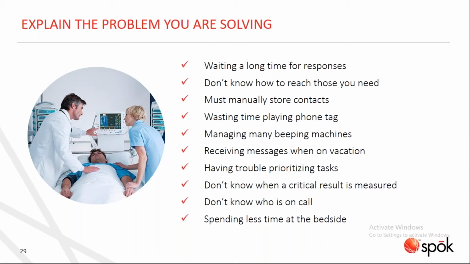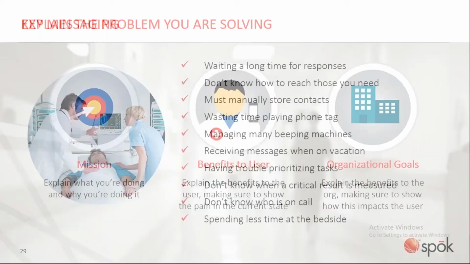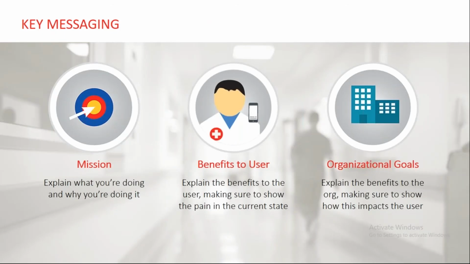When it comes to your key messaging, remember you want to stick to your mission. The vision is that high-level thing that comes from the organization. The mission is really what you're trying to do to physically achieve that vision and make it come to life. So explain what you're doing and why you're doing it. Make sure that the user is very clear on that. And obviously make sure you explain the benefits to the user.